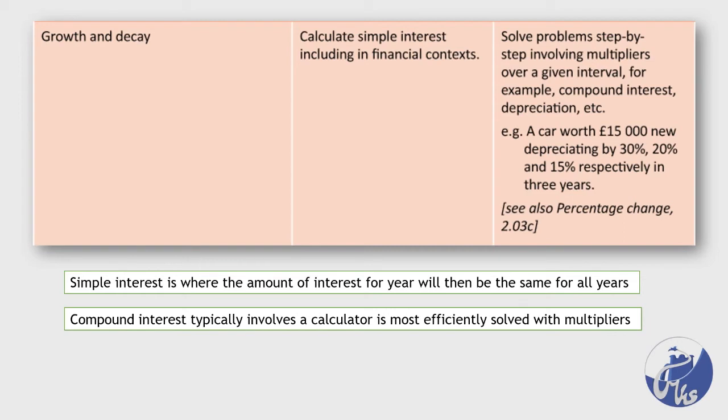So this does link back to the percentage change, so using that multiplier, but you'll want to use it more than once. You might also want to use a power for your multiplier if it's an interest rate problem over a period of years, as your power will be the number of years.